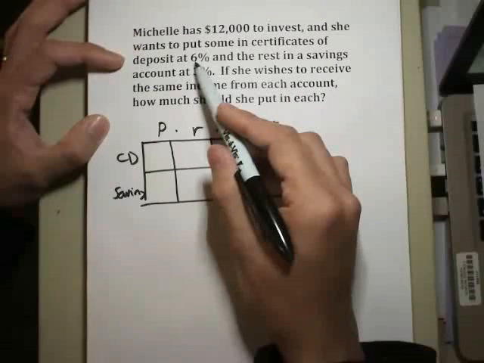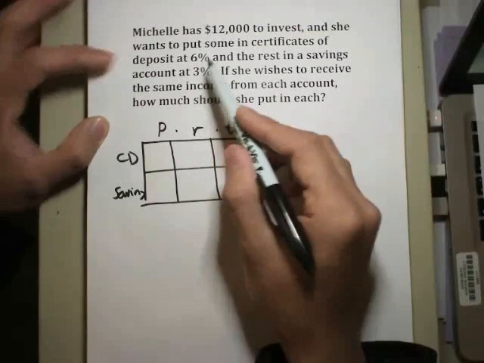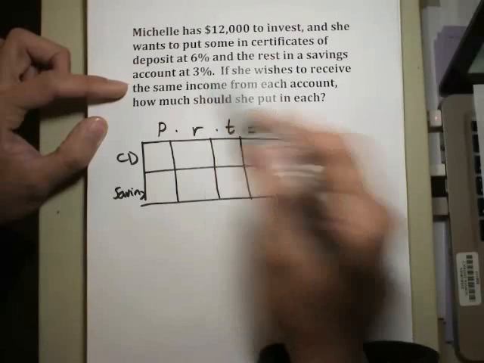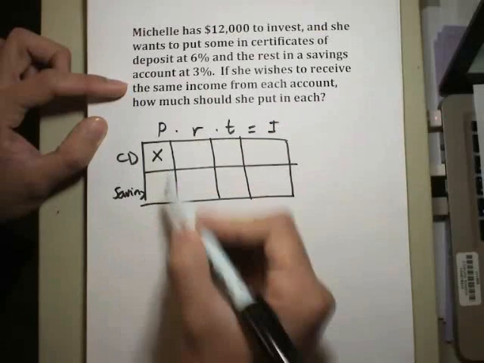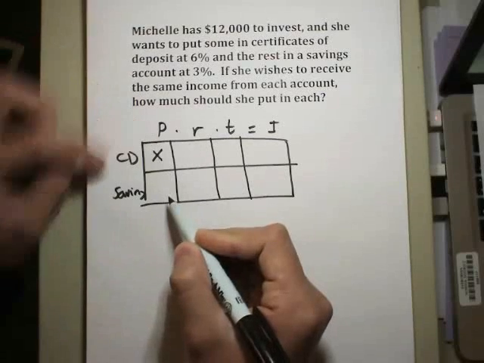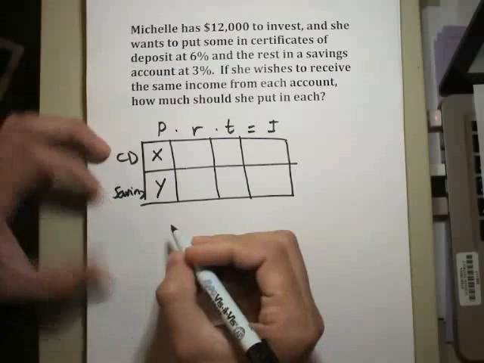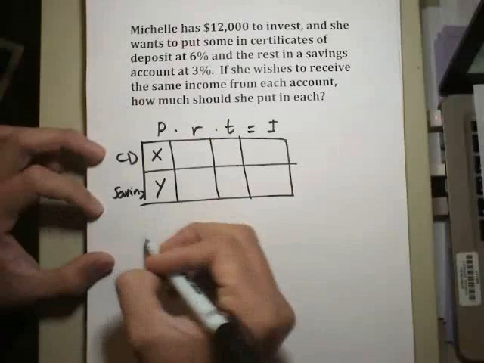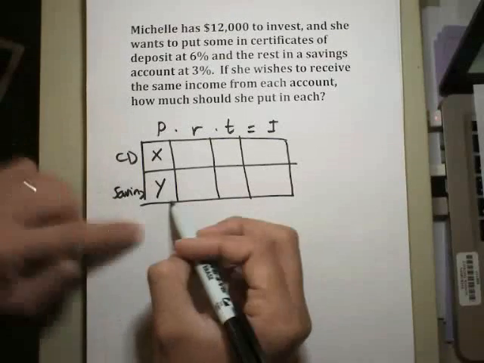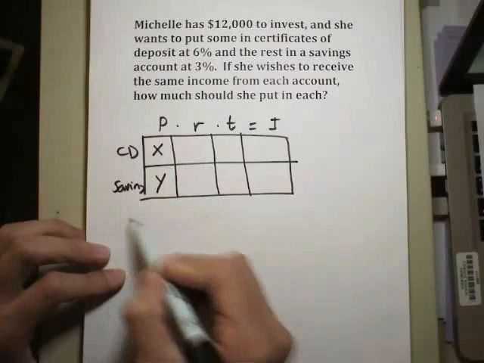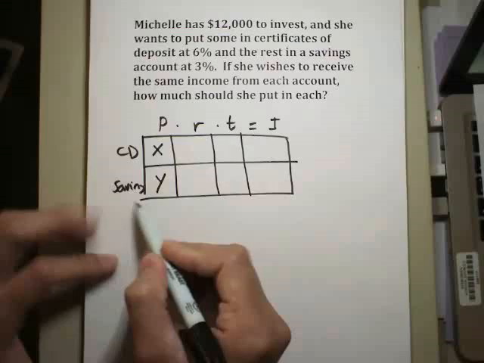We don't know how much she puts into her CD account. We don't know how much she puts in her saving account either. So once again, X, we don't know how much she puts in for CD. We don't know how much she puts in for savings. So as soon as you declare it, define it. So X is the CD, Y is the saving. I'm trying to save some time here, but that's what you need to declare. X is the amount in CD, Y is the amount in saving.